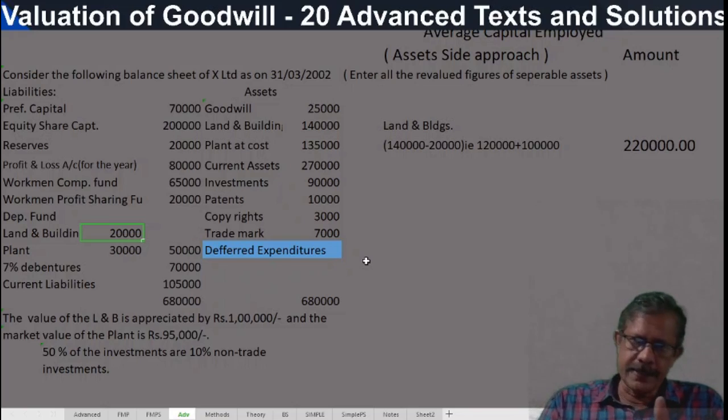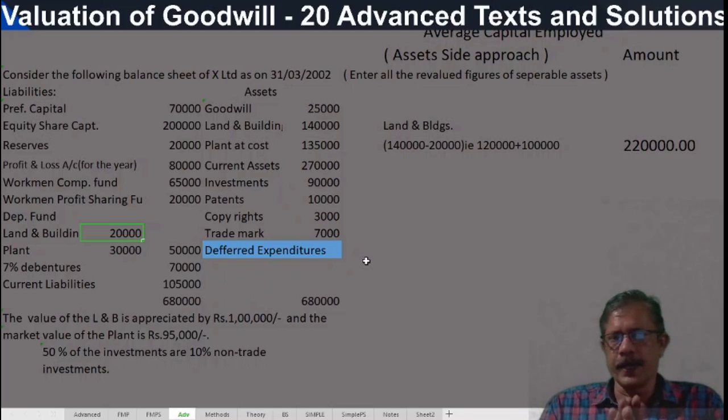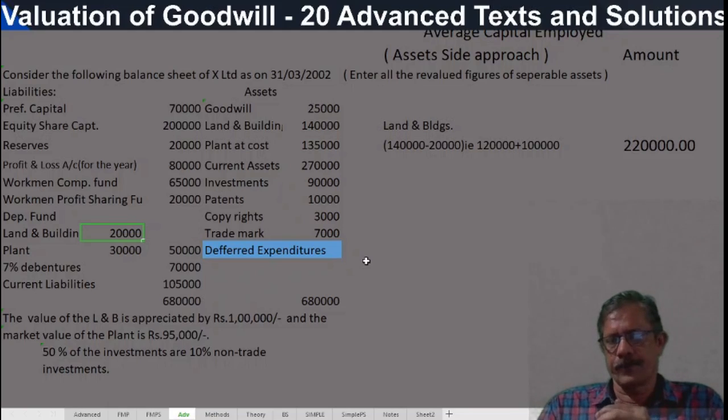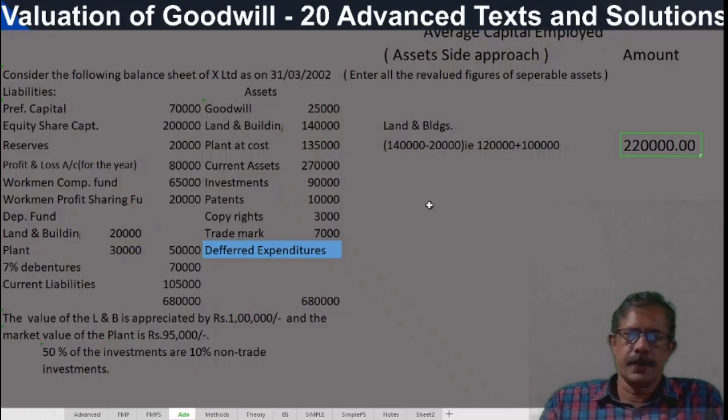So on the asset side approach, if we are following, take all the new values or fair values of the assets. So here land and buildings is 2,20,000. How is it got? 1,40,000 less 20,000, that is the book value. Appreciated by 1 lakh, add that appreciation, we get 2,20,000. Then what is the next asset? Plant.